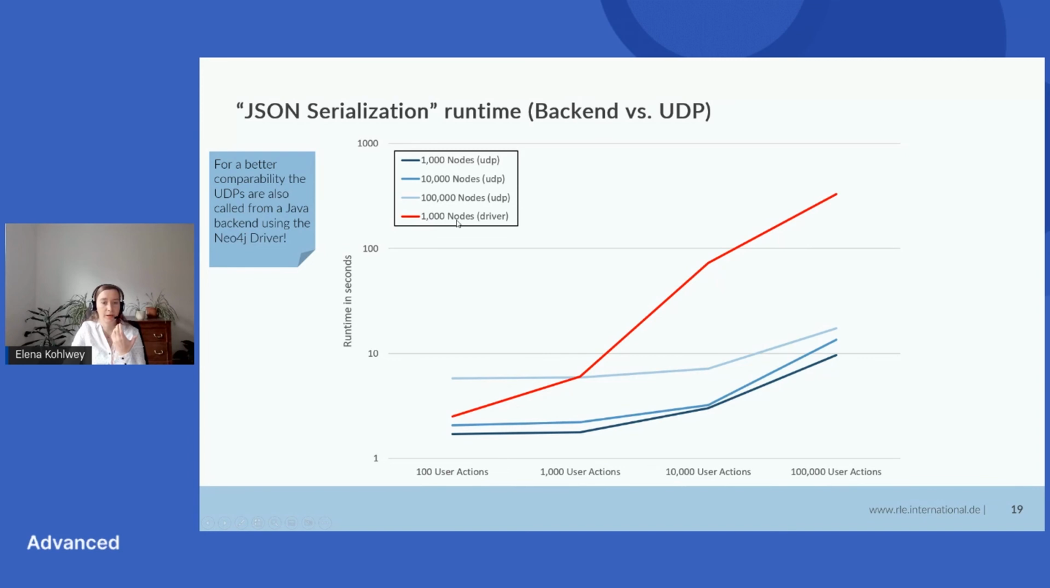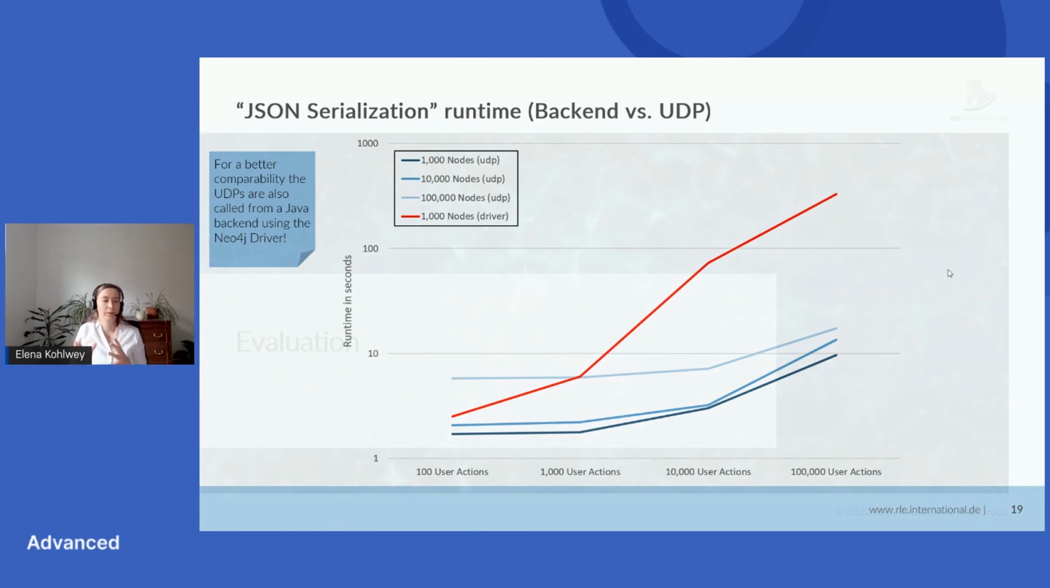So here we have 1,000 nodes in the database, and with 100,000 user actions, this takes an enormous amount of time. And remember, like you see here, that this is the log scale axis. So this here is 10 seconds, but this here is already 5 minutes. So it takes you 5 minutes to apply all the changes to your database. And this is why you should never use the driver for such complex things. You should rather use the user-defined procedures.